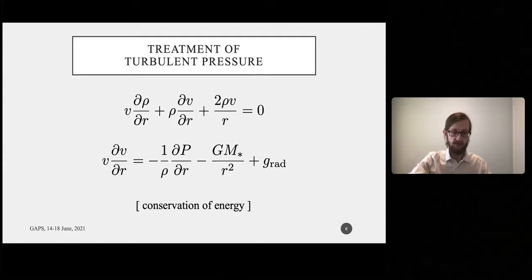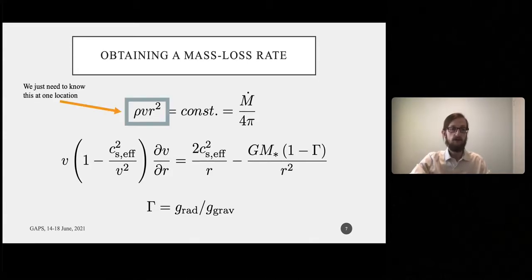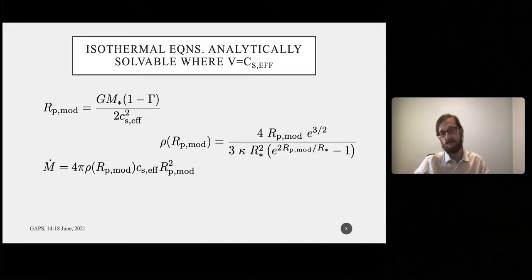Now, going back to the equations and plugging this in and rearranging a bit, we can get to these forms, where we can see from the first equation that to get a mass loss, what we need is a density and velocity at some given radius. And as is done in the solar Parker wind model, we choose to take the place where we know this velocity to be this effective sound speed. And then we can analytically solve the isothermal equations to get a radius and density at that same location.